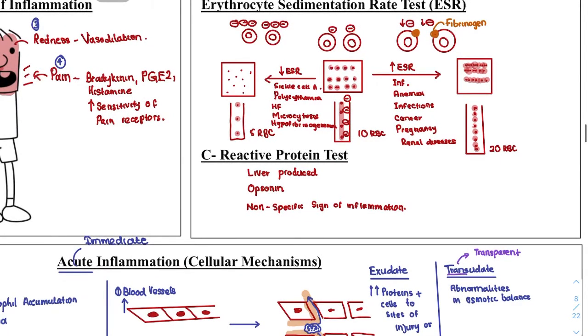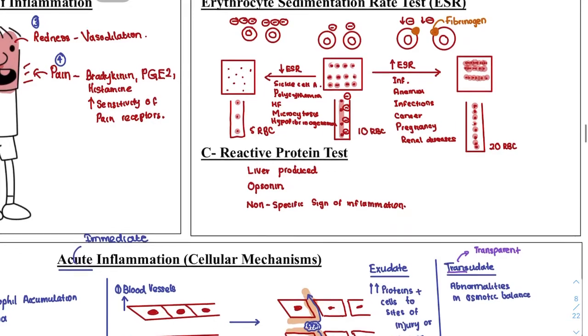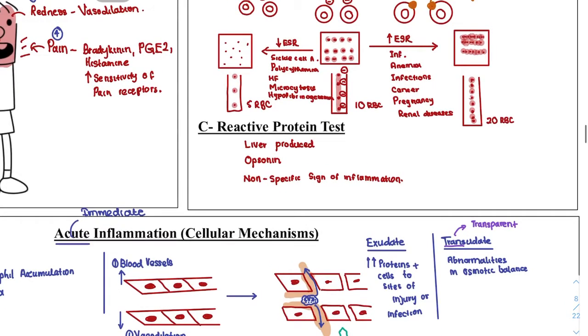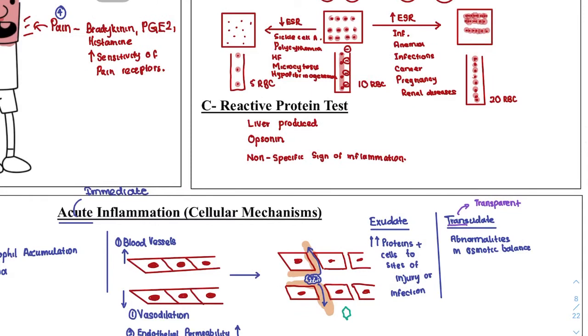The next test is something called the C-reactive protein test. Now, C-reactive protein is a protein produced in the liver during inflammation. This acts as an opsonin, and this is very important. This is not a specific sign of inflammation. It's a very non-specific sign. That's basically saying it doesn't tell that your kidneys are what's inflamed. It just tells that you have an inflammation somewhere in the body.